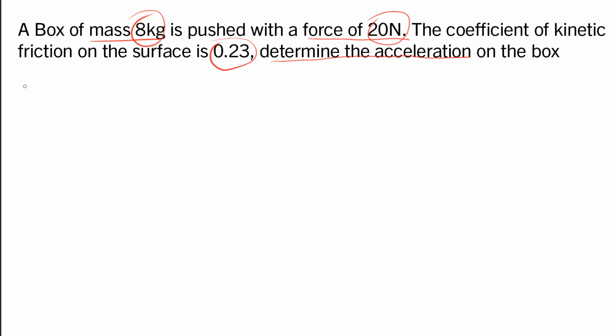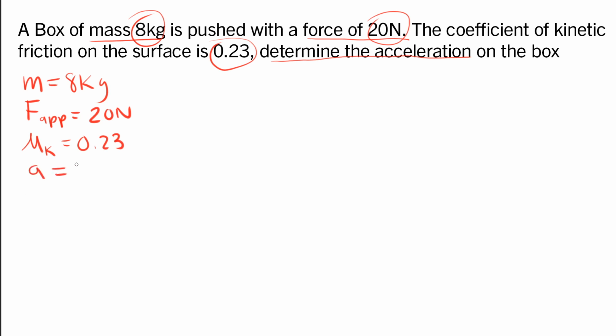So I'm going to go ahead and use my problem solving technique that I always use. Let's go ahead and write these down as variables off to the side. So mass, in this case, is 8 kilograms. The force, in this case, it's pushed with a force, so that's going to be the applied force, is equal to 20 newtons. The coefficient of kinetic friction, so that's mu sub k, is equal to 0.23. And then it says determine the acceleration on the box. So acceleration is unknown. All right, so those are our givens.